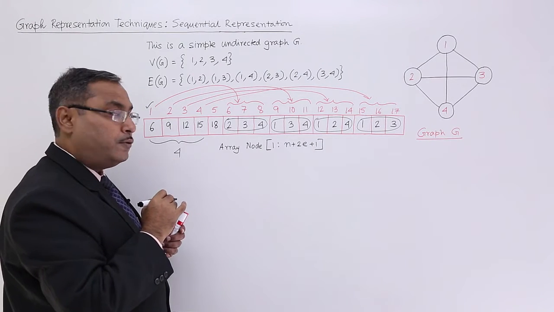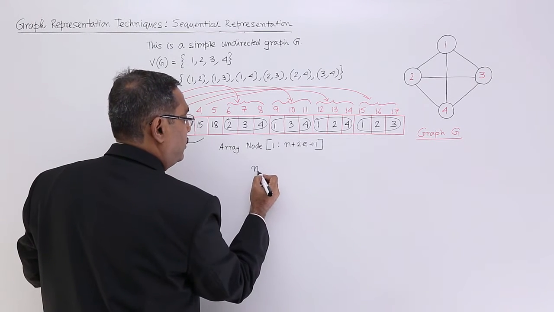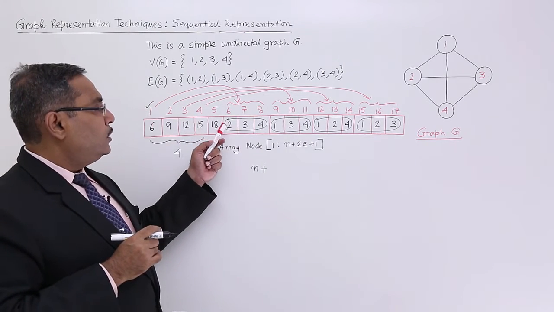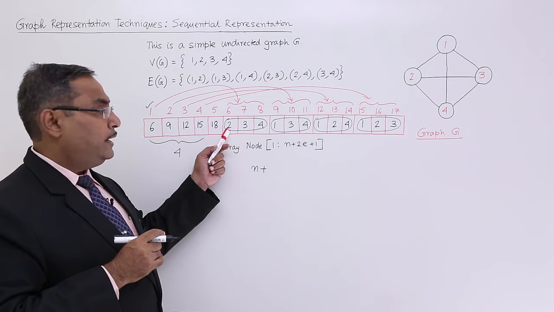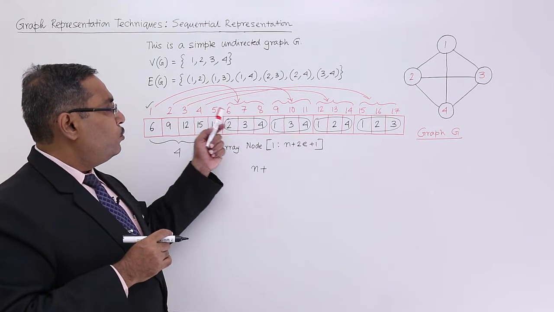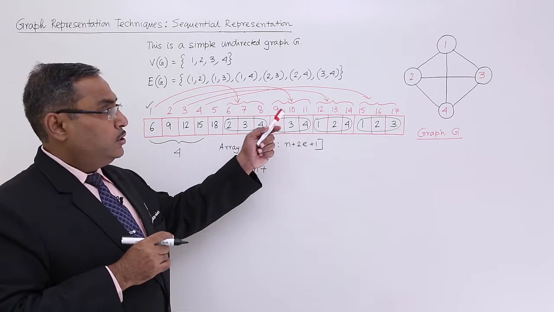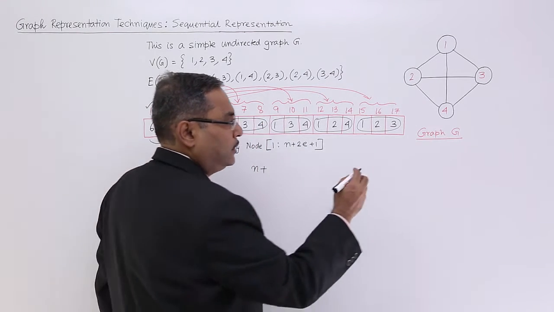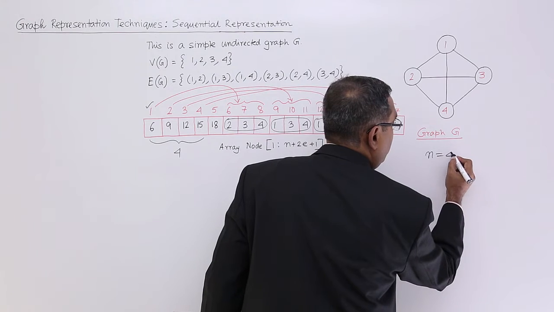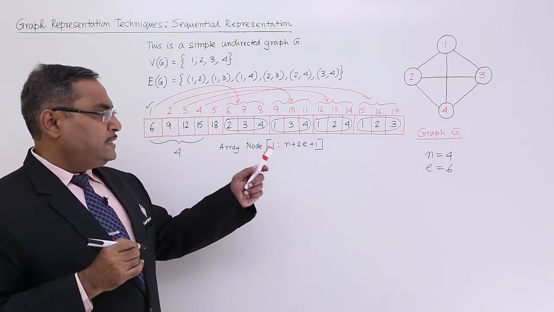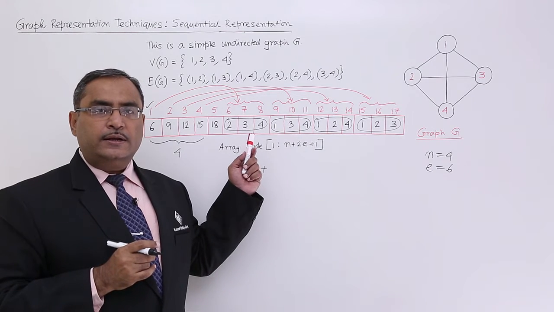How many nodes are there? 4 nodes. So the number of nodes plus, you see, node number 1, 2, their adjacency means 1 edge. Now node number 2, 1, their adjacency means the same edge has been represented. So here how many edges do we have? Here n is equal to 4 and the number of edges is equal to 6. So each and every edge we have represented 2 times.